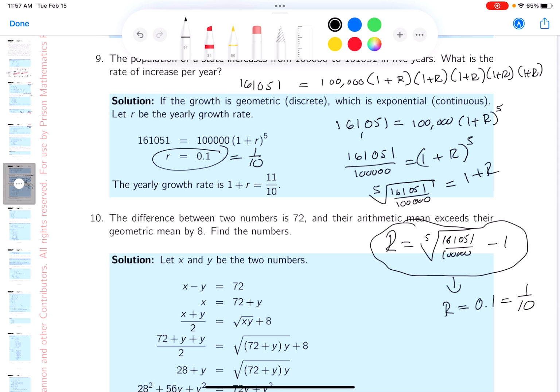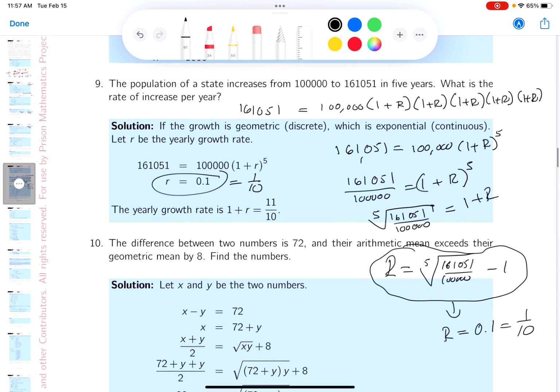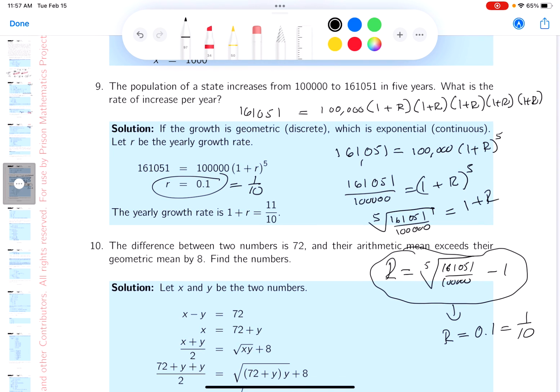All right? So the question is, what is the rate of increase per year? Well, it's going to be 1 plus that number. And 1 plus r, and r is 1/10, would be 11/10. Thank you.